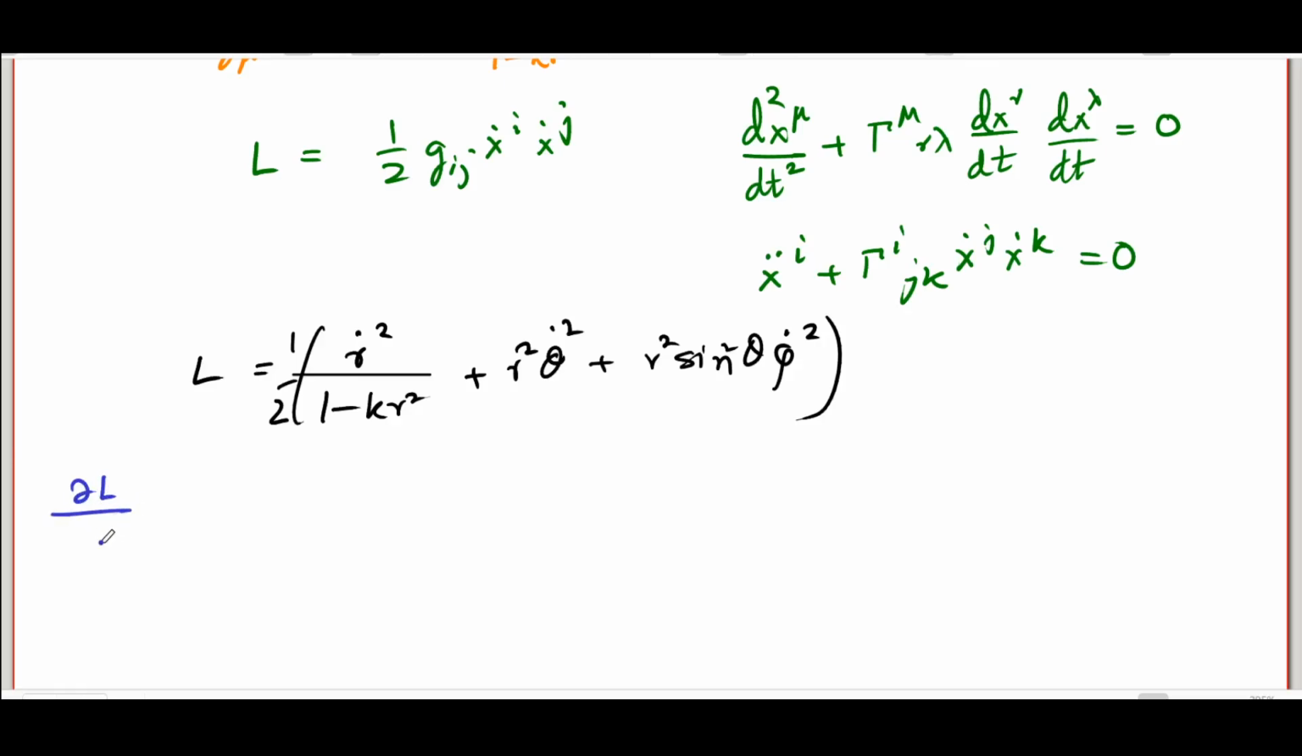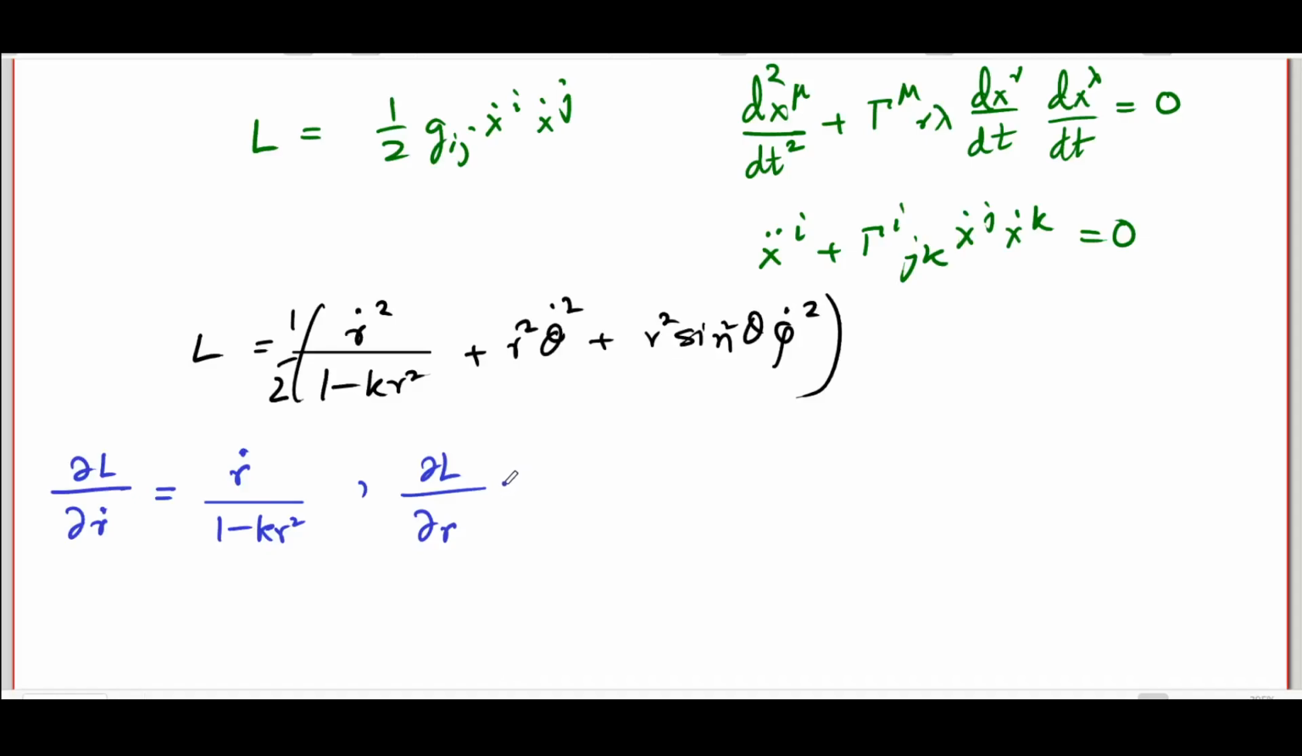If you want to find out the r equation for this, you have to calculate del L del r dot, and that will immediately give you r dot by 1 minus kr square. You have got rid of the 2. And you also need the del L del r, which is also pretty easy to calculate. You have one obvious term from this, which is 2r theta dot square, but there's a half, so that 2 goes away. Similarly, you have an r sine square theta phi dot square.